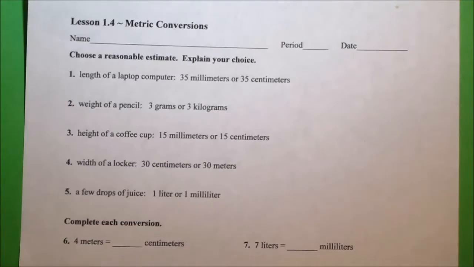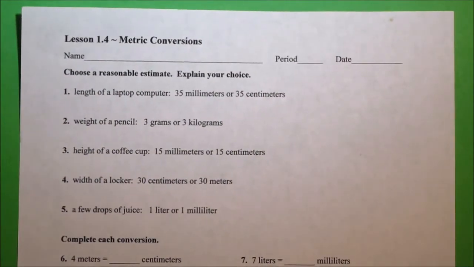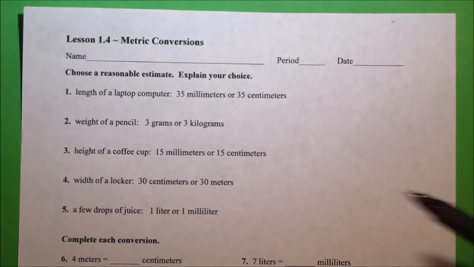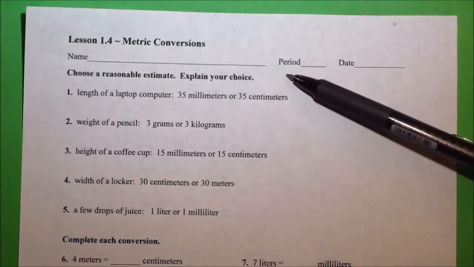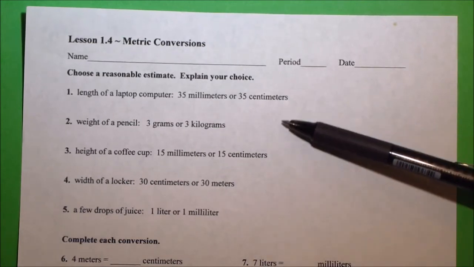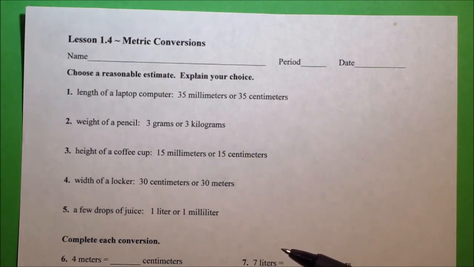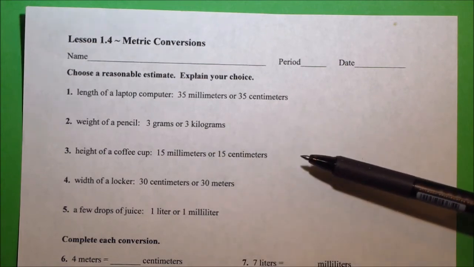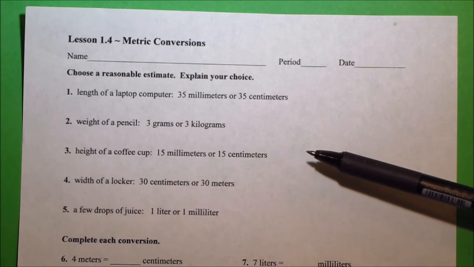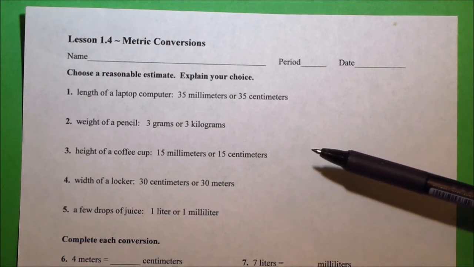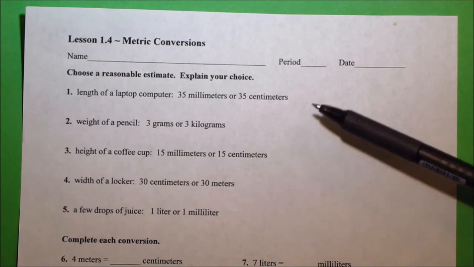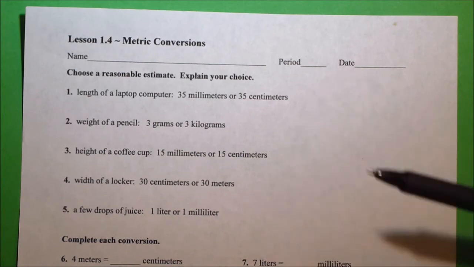Now let's take a peek at your worksheet for this lesson. Okay, 1.4 worksheet. The top part is just talking about reasonable estimates. This is, do you understand what these measurements actually mean? Can you apply them to what you see around you? I know at Shasta we have supplied you with a little chart that you've glued into your notebook, so refer to those if you're not sure.